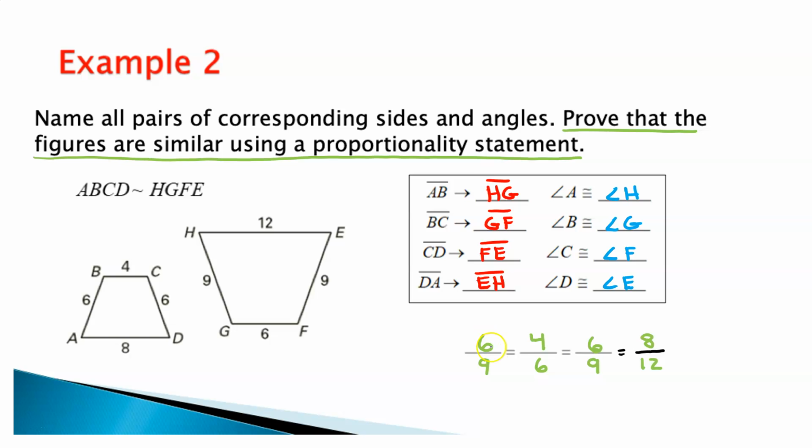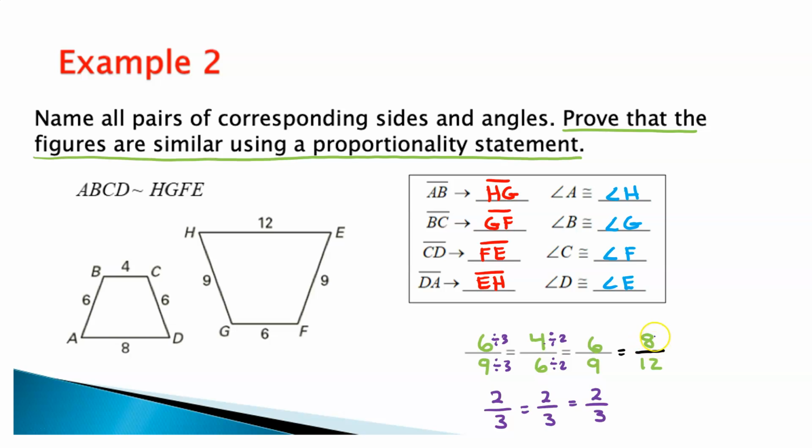So what can I simplify 6 and 9 by? I can divide that by 3. So that would give me 2/3 is equal to, what can I divide 4 and 6 by? I can divide by 2. 4 divided by 2 is 2. 6 divided by 2 is 3. Keep that going. 6/9, well, I just did that earlier. That's going to be, again, 2/3. So far, 3 of these are all matching. 2/3 is equal to 2/3 is equal to 2/3.